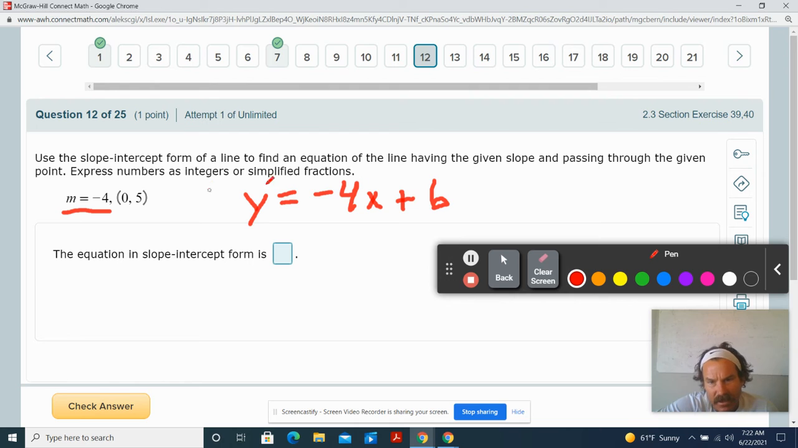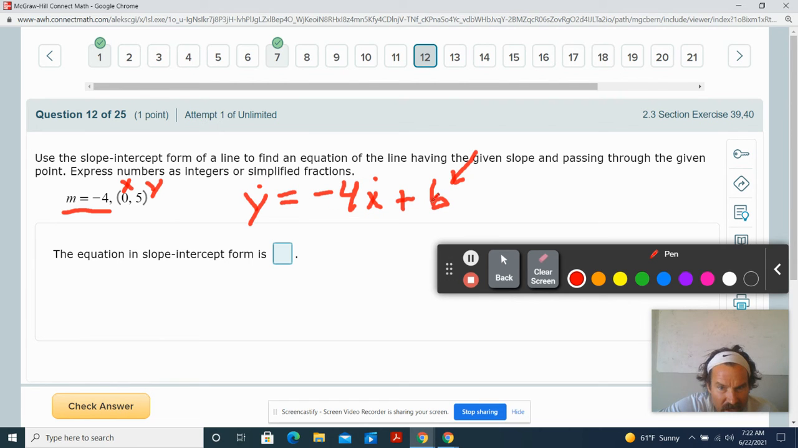Now, what they didn't give you is the y-intercept. But they did give you a point. They gave you a point that the line goes through. The line goes through 0, 5. So that 0 right there is an x. That 5 right there is a y. You have an x right here, and you have a y right here.